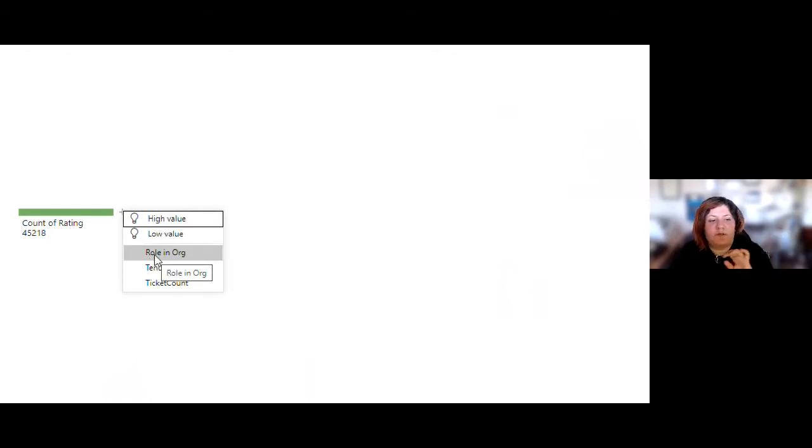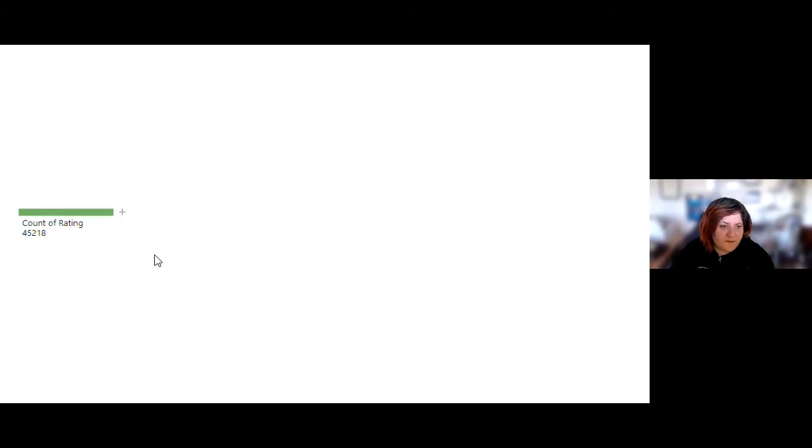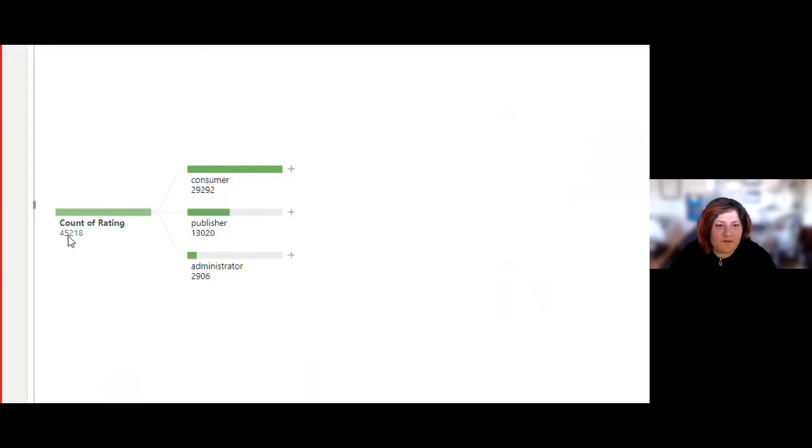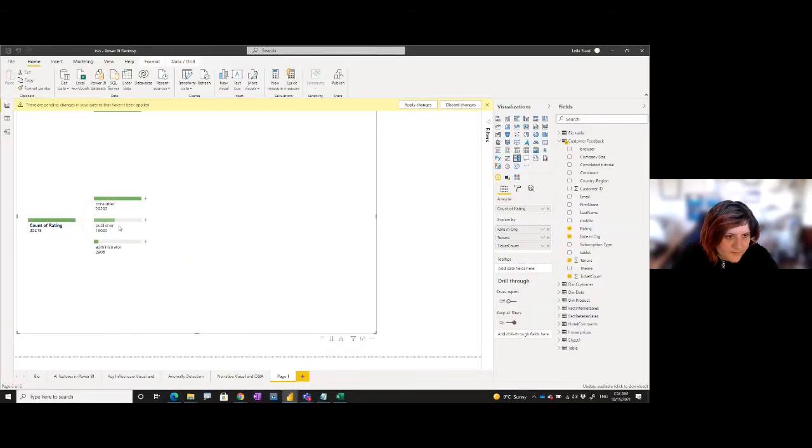For now, for example, I'm just going to see the decomposition of data based on role in organization. So I just click on that. As you can see, if you sum these numbers, it should be equal to that. You see that 29,000 of the data is people whose role is consumer, publisher, and the rest is administrator. That's really good. So now, for example, I can say, okay, that's what I want. So now I'm going to remove that one.